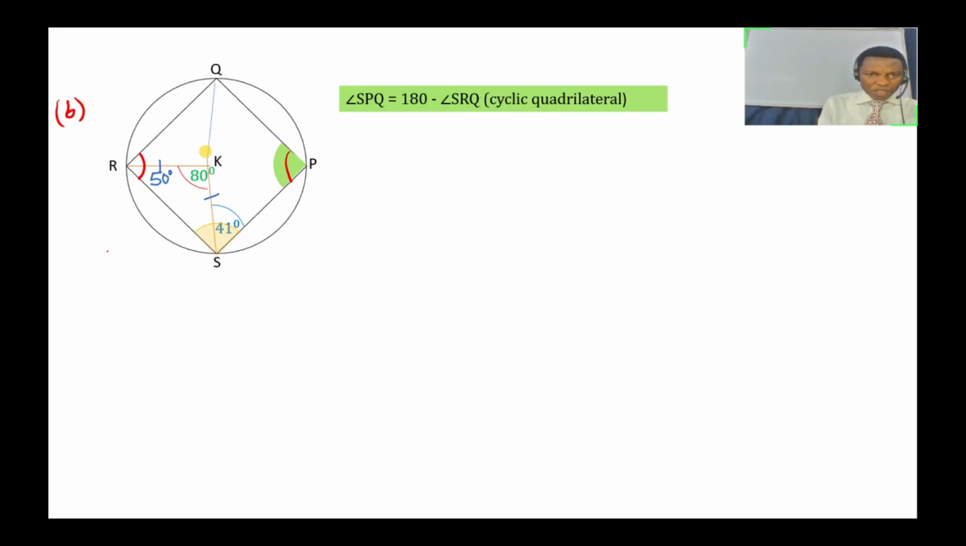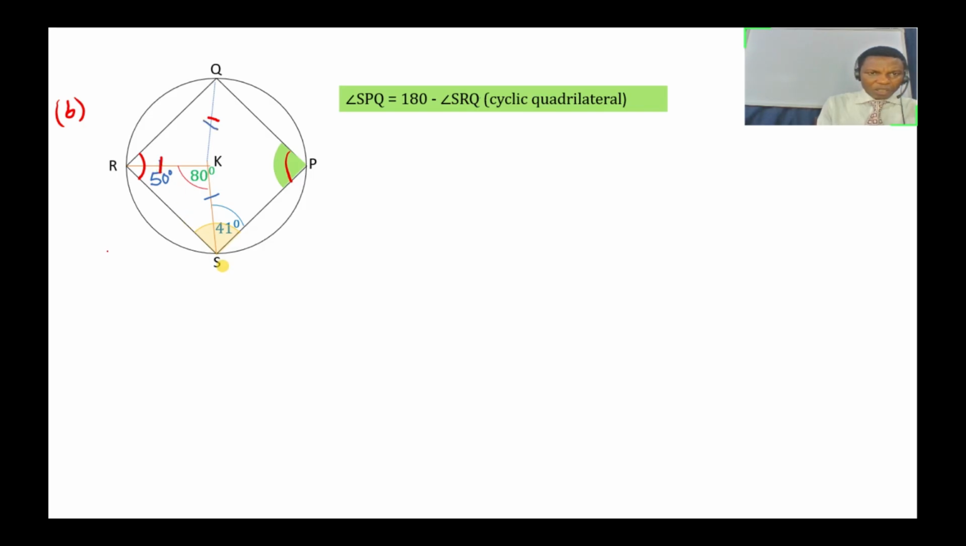So this is question 4B. Now to get this, we already know here is 50 degrees and here is 50 degrees. Let's construct this point here, because what we are looking for is this angle. This angle and this angle are cyclic quadrilateral, so they add up to 180 degrees. So let's carry out a construction. This is the angle we are looking for, marked as the green. So let's construct this point.